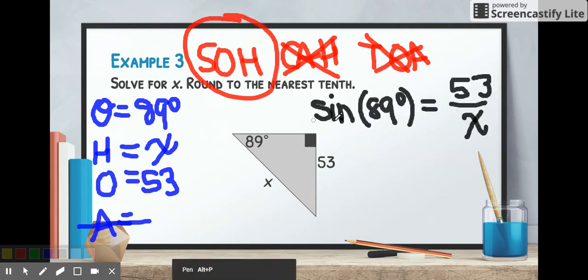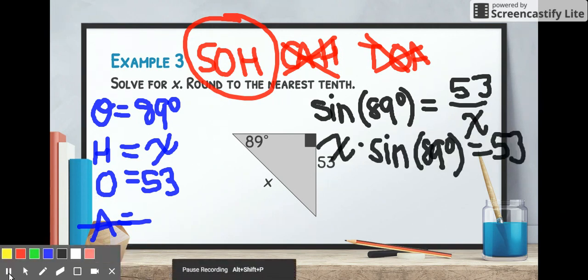So we have sine right here. Do not say sin. It looks like sin, but it's the abbreviation for sine. This problem is slightly more challenging to solve because now what we're solving for is in the denominator, but you just have an extra step to do. So we're going to multiply both sides by x to get our variable out of the denominator, which leaves us with x times sine of 89 degrees set equal to 53. And now we can isolate our variable by dividing both sides by sine of 89 degrees.